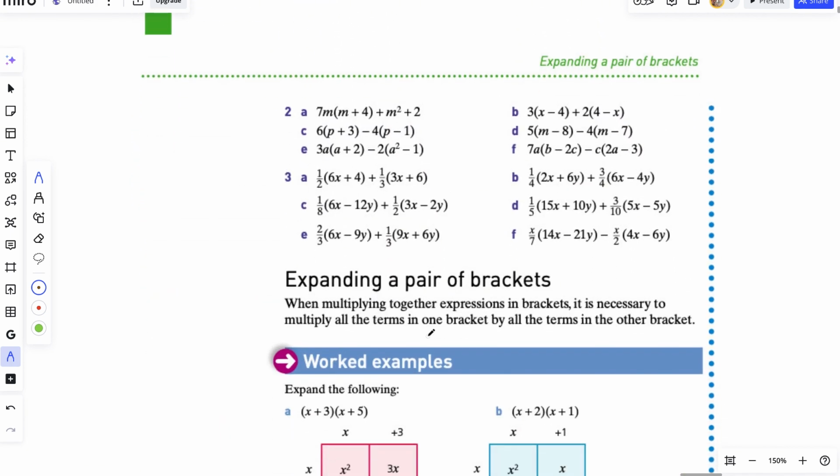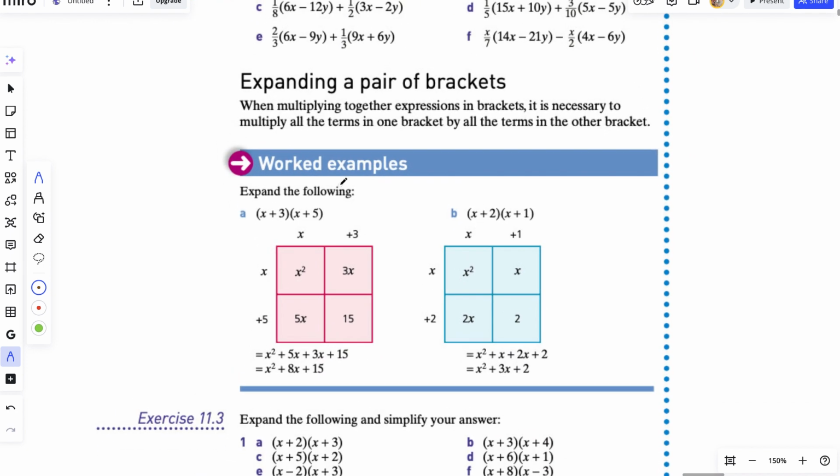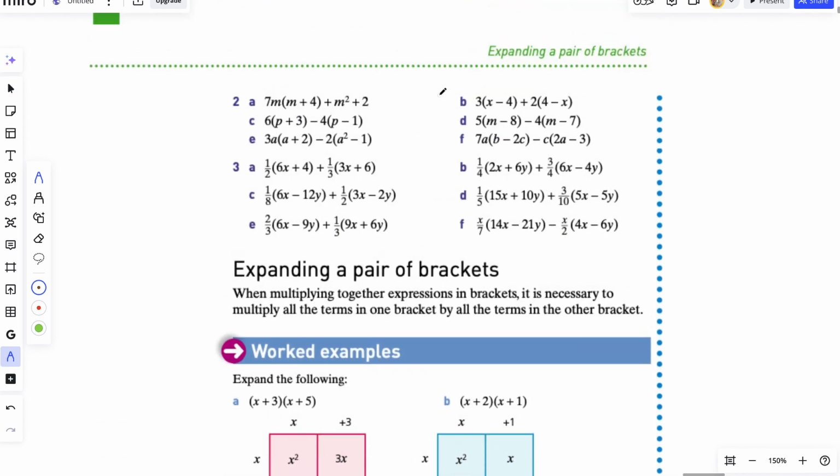Okay. Now let's go to the next section, which is expanding a pair of brackets. The next one is expanding a pair of brackets. Before we go that way, there are some questions here that look a bit serious, right? So how about we look at one of this type of question? For example, let's look at this f.